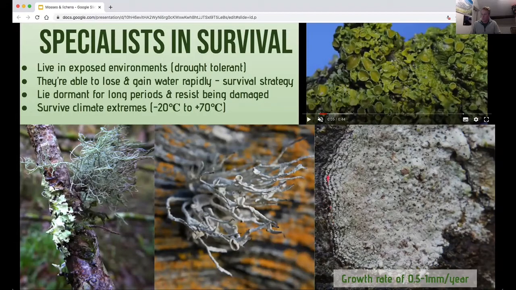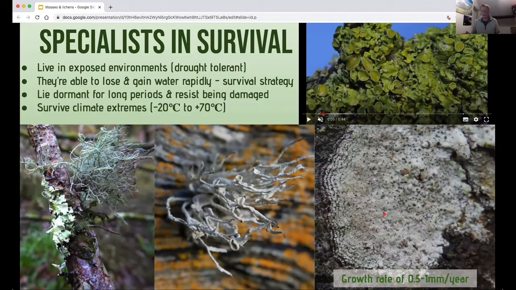I mentioned that their growth rates can be very slow. So you can see these layers and these lines as this crustose lichen is expanding. And they expand at a rate of about 0.5 to 1 millimeter per year. Whereas these lichens, like the fruticose lichen here, will grow maybe 2 centimeters or so a year potentially. So much faster growing and much slower growing. And that slow growth is a pattern for a long life.